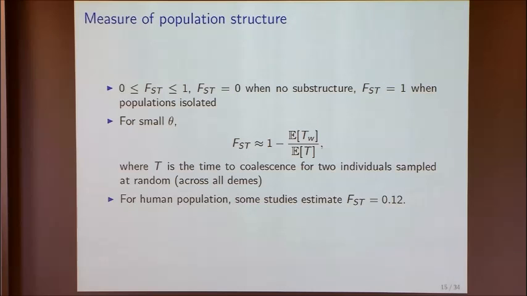So various studies try to estimate this quantity FST using existing genetic data, and they would like to get a sense of how related individuals are across different parts of the world. For humans, some of these estimate that the FST is on the order of 0.1 or 10%. And this says that there's fairly little structure, that is, people across different demes or different parts of the world are fairly similar. The genetic variation across them is fairly similar.